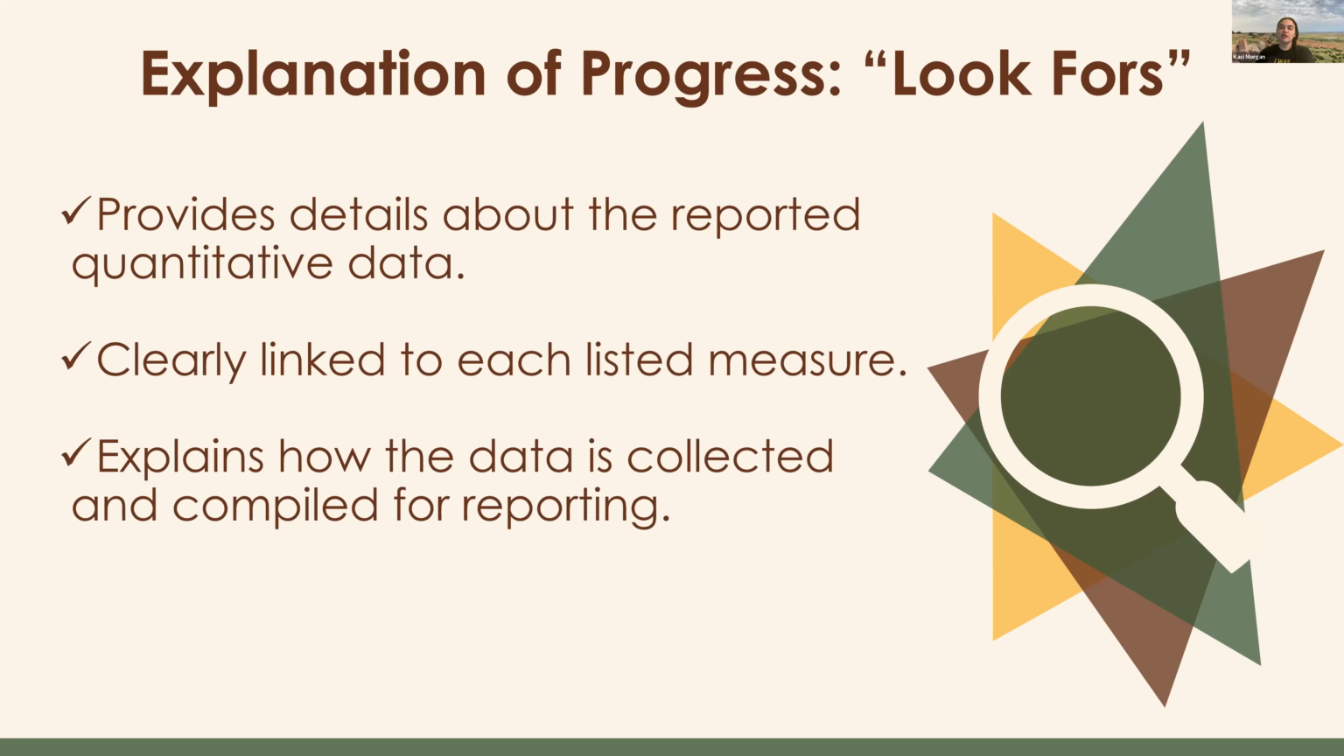So this is just broadly some explanation of progress to look for. You can keep in the back of your head as you are drafting your explanations of progress. They should provide detail about the reported quantitative data. Your explanations of progress should be clearly linked to each listed measure. So everything that goes in your report in that chart section should have some type of explanation of progress along with it. And you want to make sure that how you are attaining this data and compiling it for reporting is understood through your explanations of progress as well.